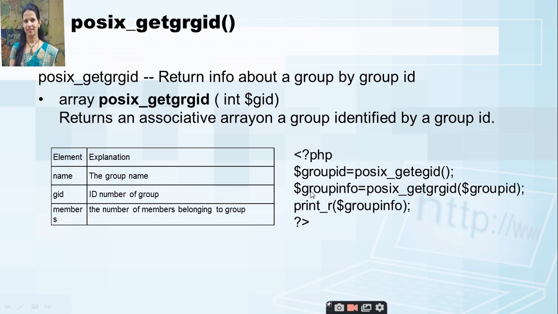So for this, $groupID equals posix_getgid, then the group info uses posix_getgrgid. First we need this group ID, so first access the group ID, then use it as a parameter in this function, and then we can display the information of the group.